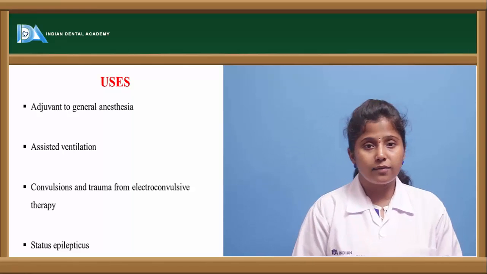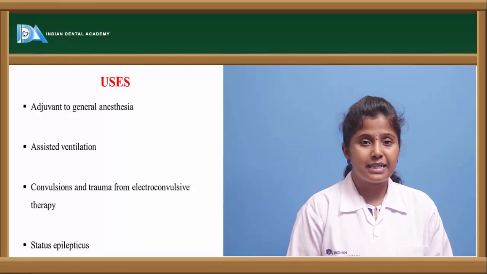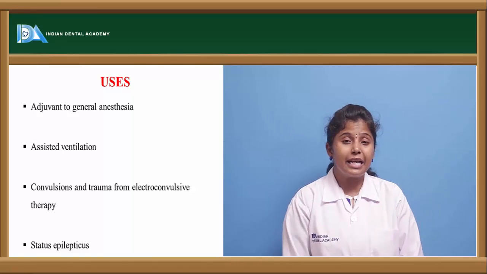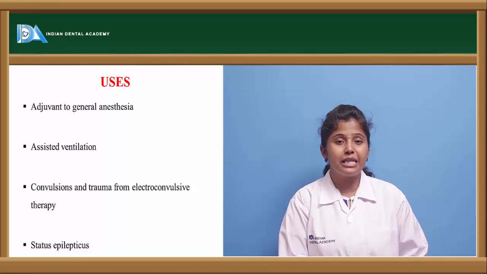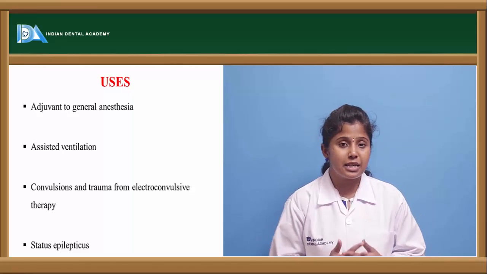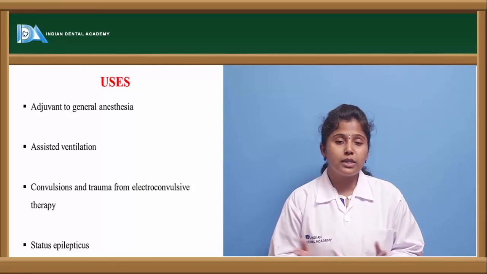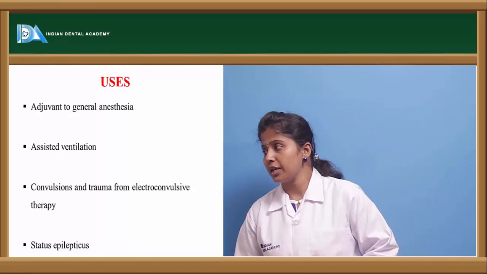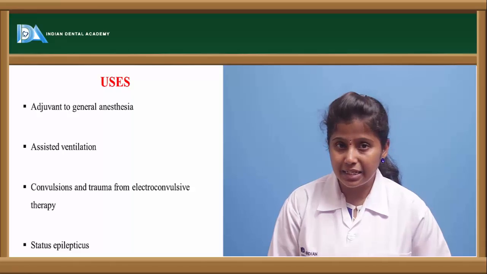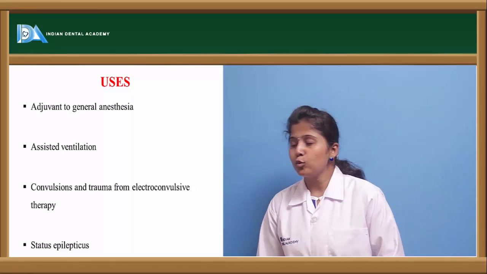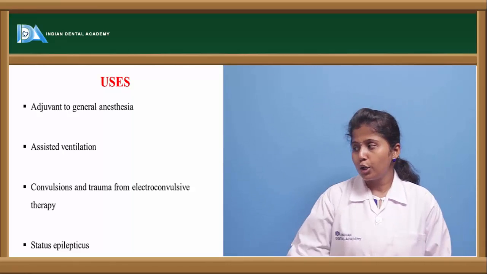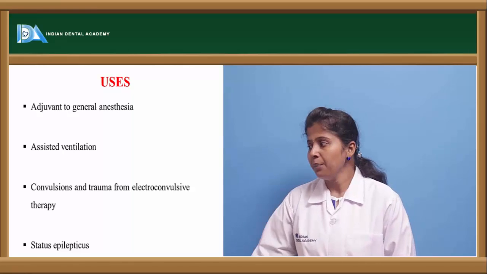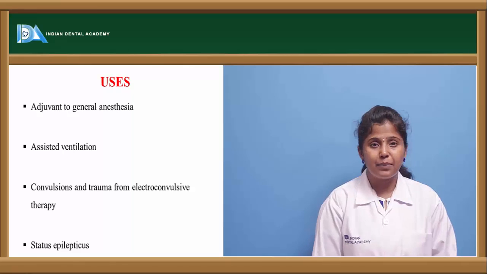What are the uses of these non-depolarizing skeletal muscle relaxants? These are used as an adjuvant for general anesthesia. In anesthesia, muscle relaxation is important, so in order to prolong the muscle relaxation, these drugs are used as an adjuvant in general anesthesia. They are used in assisted ventilation, and to treat convulsions and trauma also, and thereby they are used in electroconvulsive therapy, and to treat status epilepticus.